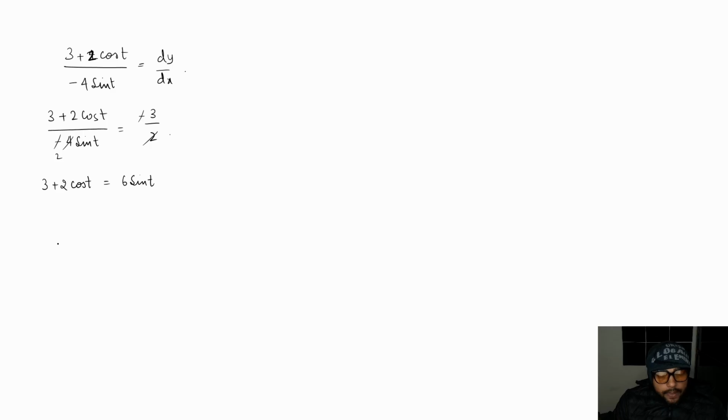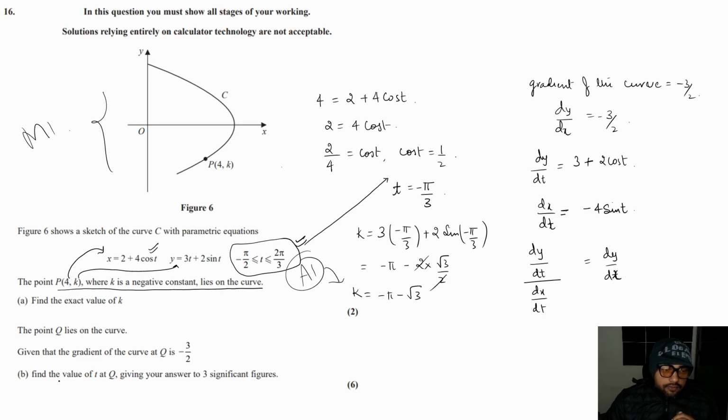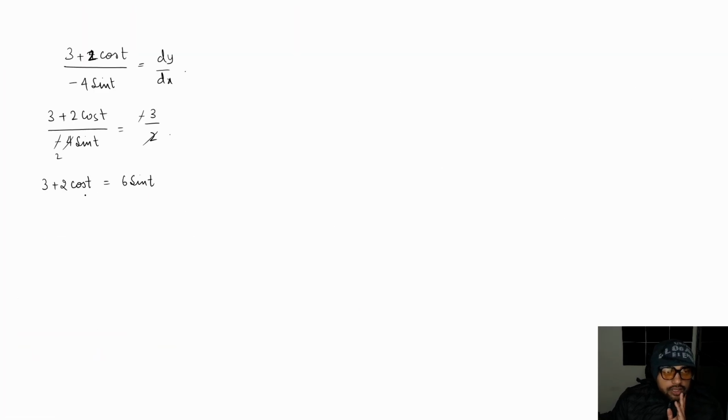Okay, what we can do here, we have different methods to find t, because in the last part they have asked us to find the value of t at Q, giving your answer to 3 significant figures. I'll choose the easier one for you. From here what we can do is just square both sides. So we'll get (3 plus 2 cos t) whole squared equals (6 sin t) whole squared.